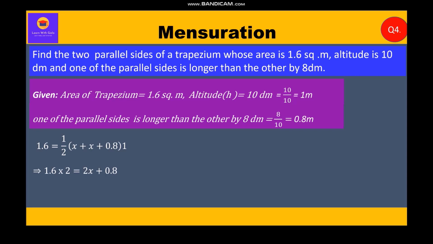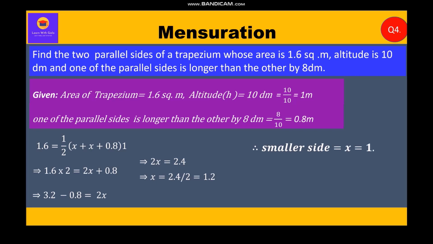Further, 3.2 minus 0.8 is equal to 2x. So 2x is equal to 2.4. x is equal to 2.4 divided by 2, which is equal to 1.2. So we can say the smaller side is x, that is equal to 1.2 meters. Further, we can convert into decimeter by multiplying by 10. So we'll say 1.2 into 10 is equal to 12 decimeter.